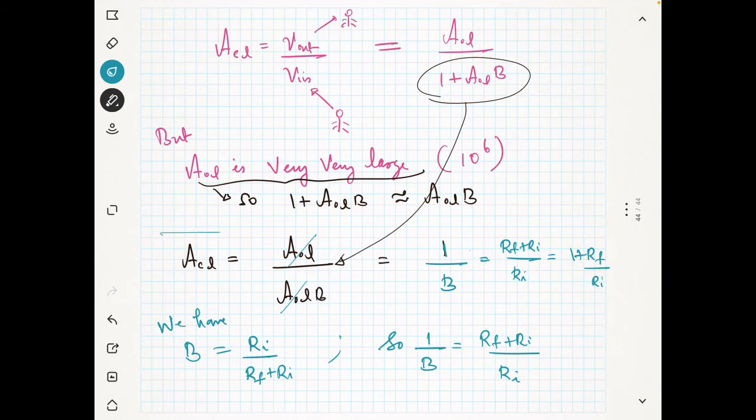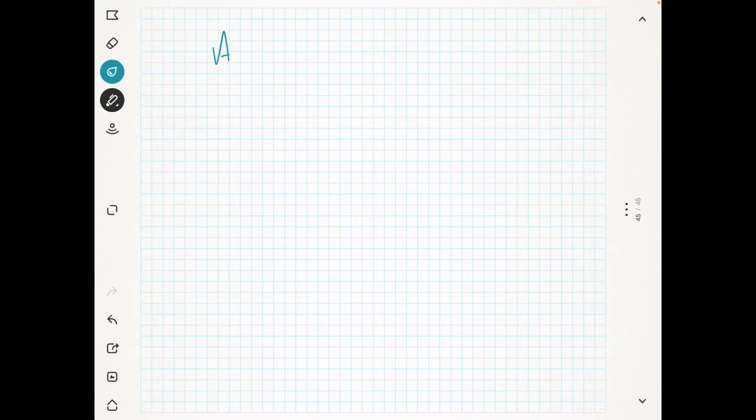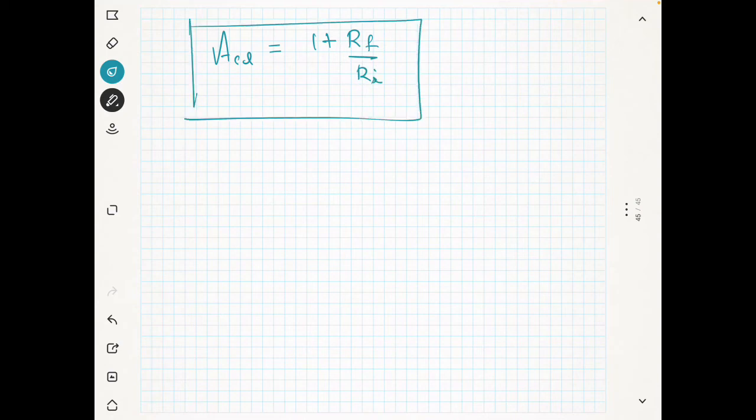Okay, so this is my closed loop gain. You see here my closed loop gain is equal to 1 plus Rf by Ri. It is independent of the open loop gain. Now it is independent of open loop gain of op amp. So now our op amp is free. Okay, without op amp this is not possible anyway.